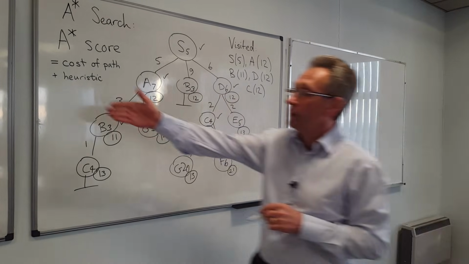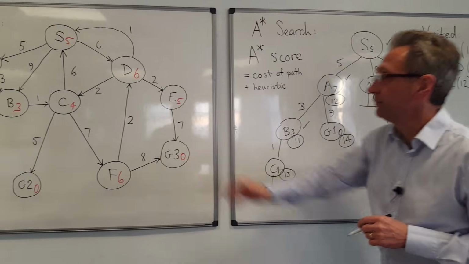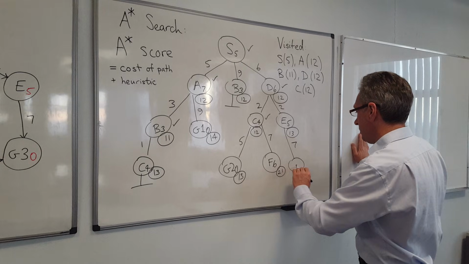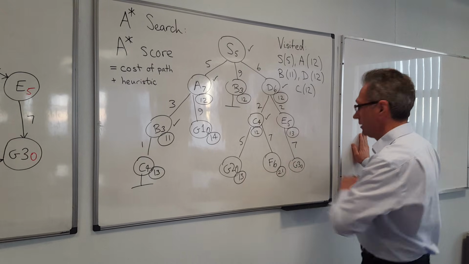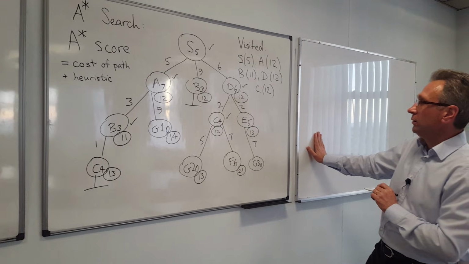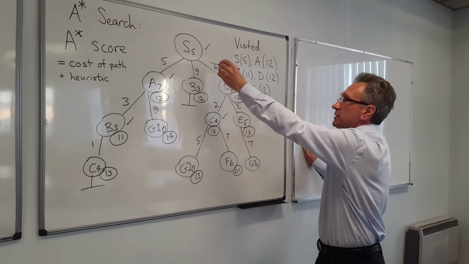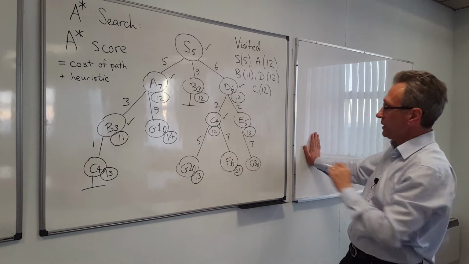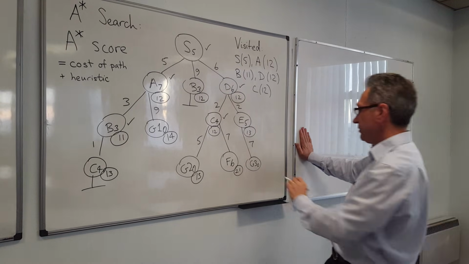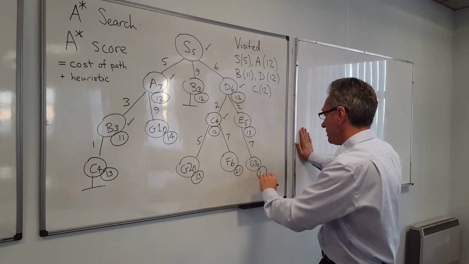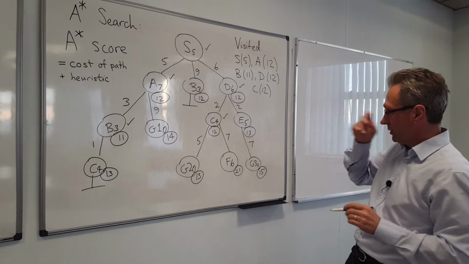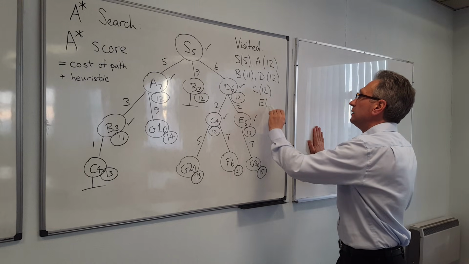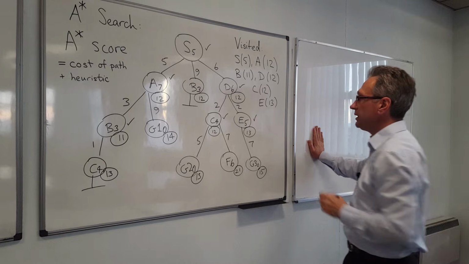From E, we can go to G3 for a cost of 7. G3 here. We calculate the A star score of this new path. So that's 6 plus 2, that's 8. Plus 7 is 15. 15 and 0 is 15 for this branch. E has now been visited for an A star score of 13.